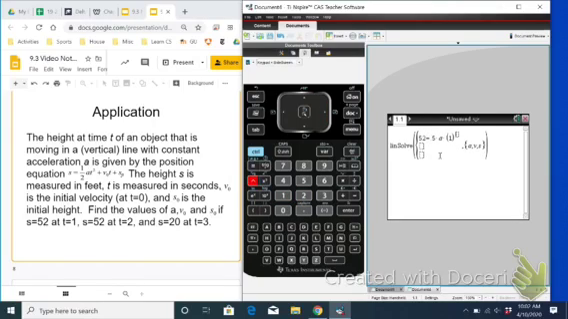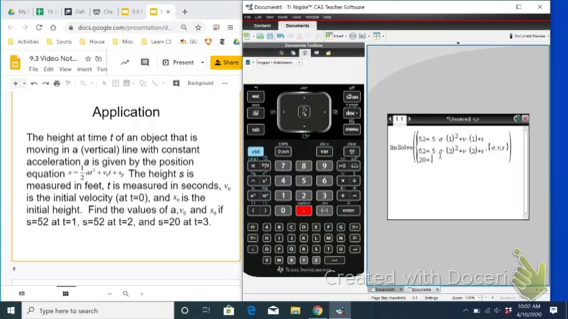So we have 1 squared, plus the initial velocity, which we called V, since you can't call it V sub 0, times 1, and then plus S sub 0, the initial height, which is what we're looking for. Then after 2 seconds, the height is 52, so we'll do 0.5 times A times 2 squared plus the initial velocity times 2 plus the initial height.